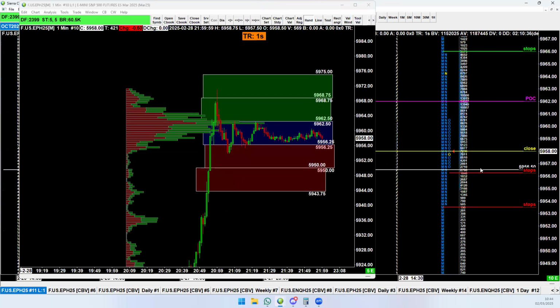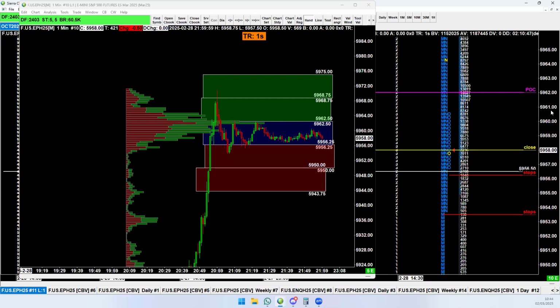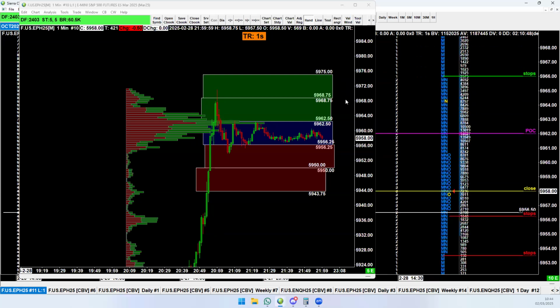You can see our point of control moved up to 59.62, right? That's where all the juice is. That's where all the volume is. That's where they bought all those poor suckers in. Sorry, I shouldn't be laughing, right? But hey, I've been bought in. Hey, who hasn't, right? So that is my balance from 59.56 quarter to 62 half.